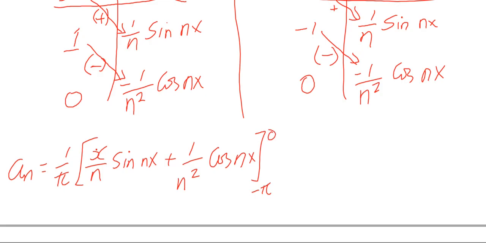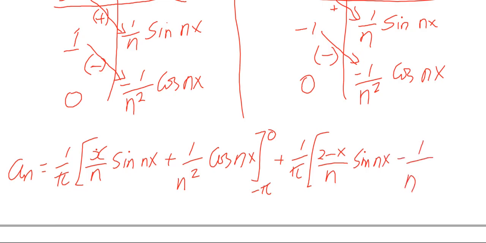Then in the second integral we have 1 over pi, and we get 2 minus x over n sine of nx, then minus 1 over n squared cosine of nx. And the range of integration is from 0 to pi.